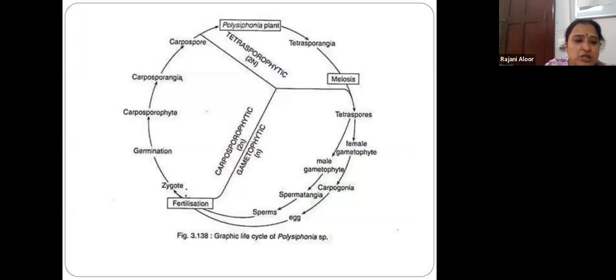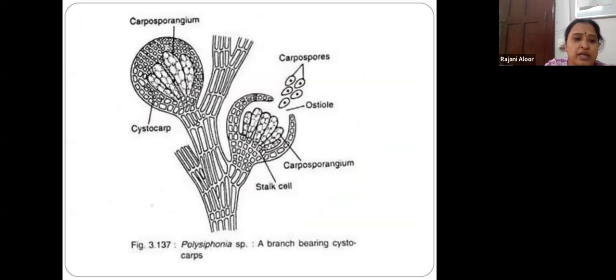Coming to the germination of the carpospore: on coming in contact with soil or a solid surface, the diploid carpospore gets attached and undergoes the first mitotic division to form a large upper cell and a small lower cell. Both cells undergo mitotic division to form 4 cells. The lowermost cell produces the rhizoid. The upper cell undergoes further development to form the polysiphonous body.